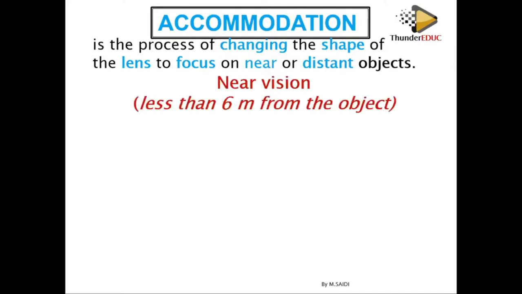So let's look at near vision. When you talk about near vision, you're talking about an object which is less than 6 meters from the eye. More than 6 meters, then that is a far object. So what happens during near vision? One, there are some muscles which you need to understand so that you can understand how it operates. And number two, when you understand near vision, far vision will be just the opposite of near vision.